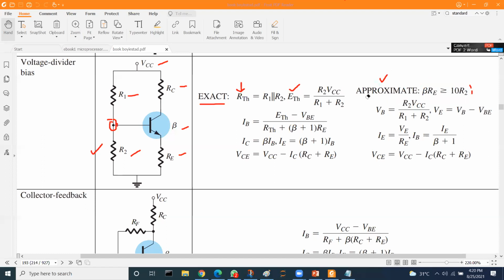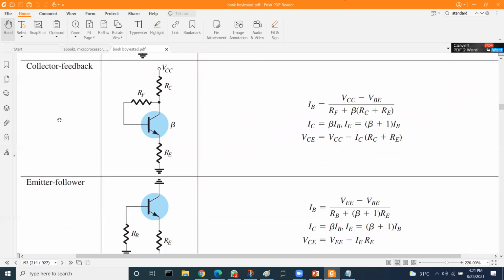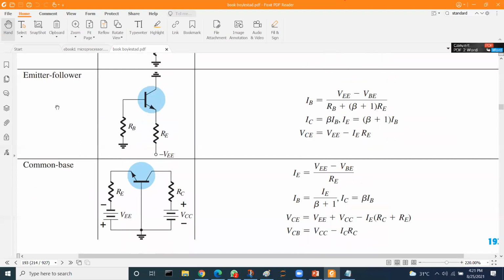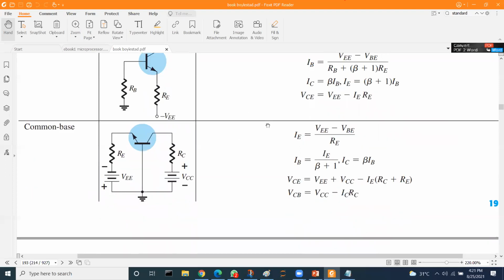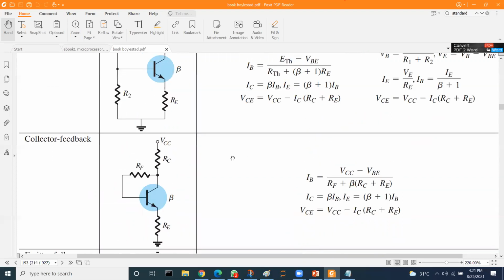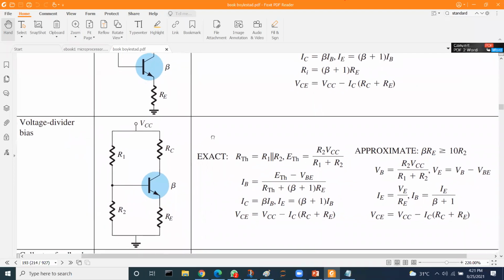Okay, then there are some less common configurations which are not frequently used, but they are application dependent, and hopefully we are not going through them. The collector feedback we are not primarily interested in. Similarly, emitter follower and common base are not primarily our focus. In this chapter, our focus is the voltage divider bias circuit.